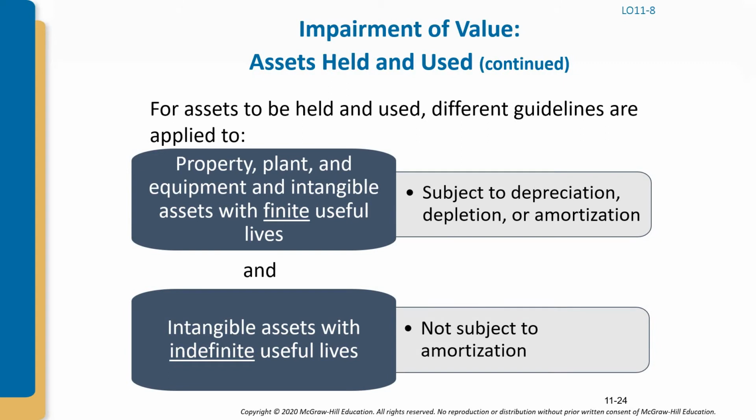For assets to be held and used, different guidelines are applied to property, plant, and equipment and intangible assets. The property, plant, and equipment and intangible assets with a finite useful life are subject to depreciation, amortization, or depletion. But intangible assets with indefinite lives are not subject to amortization.